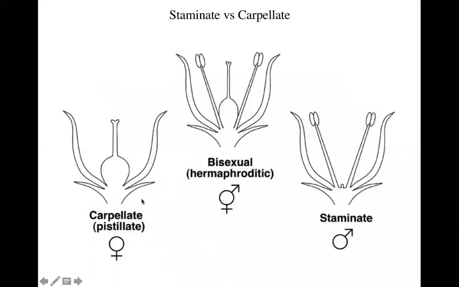This is just showing you for imperfect flowers, you might hear them referred to as staminate or carpellate, or pistillate, for example, where you have only female. A bisexual or hermaphroditic flower is a perfect flower that has both male and female. And a staminate flower would be another imperfect flower with just the male parts.